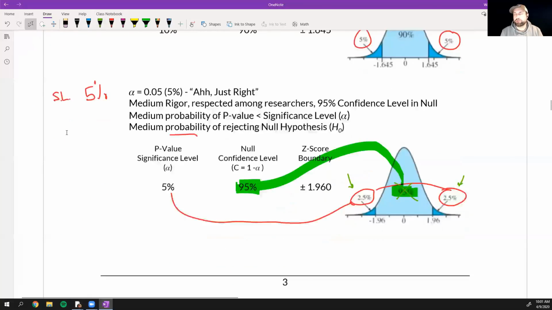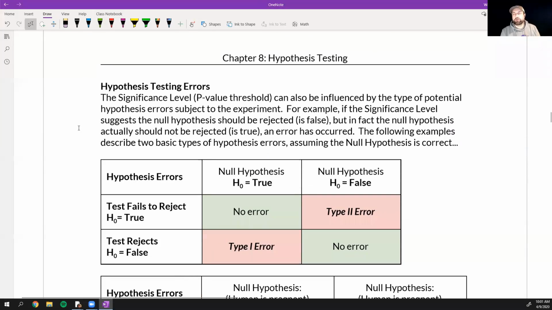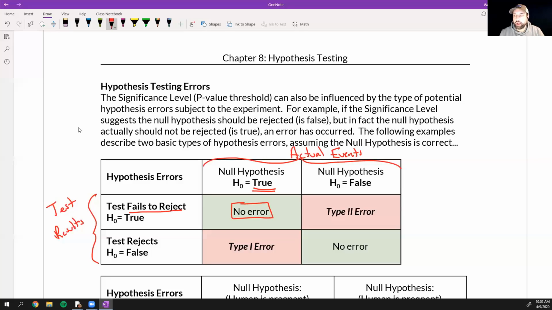So what type of errors could you create? What type of errors are there in hypothesis testing? So these are the test results. And this information here in this column are the actual events. Let's say that the null hypothesis is really true. Okay, and you run a test, and your test fails to reject that true null hypothesis. So that means there is no error. The hypothesis is really true. Your test says that it's true, so there's no error.